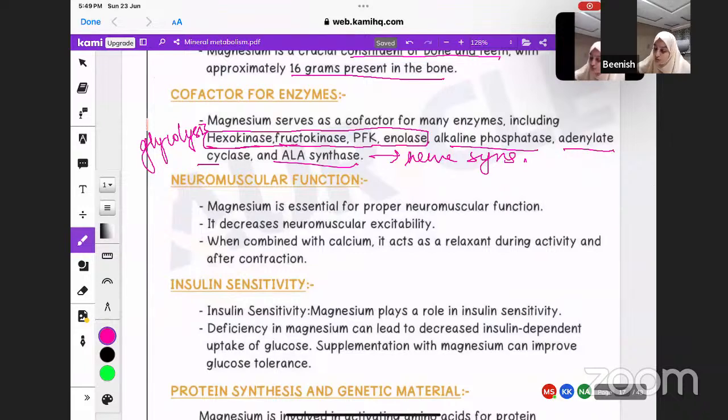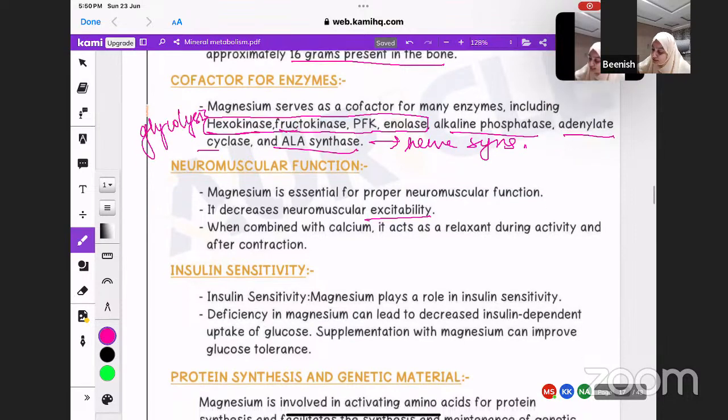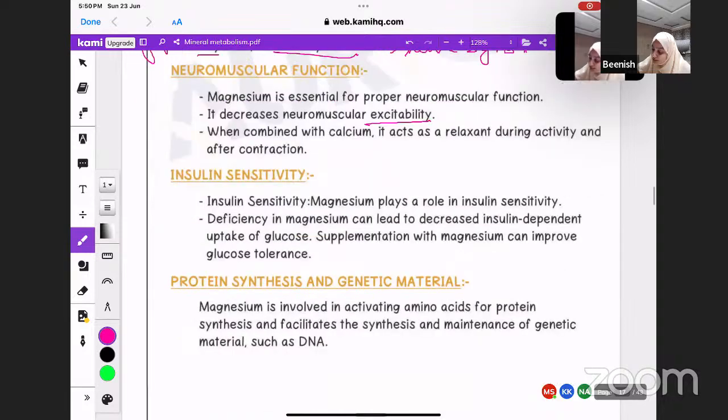We're talking about neuromuscular function. Magnesium is essential for proper neuromuscular function. It decreases neuromuscular excitability. When combined with calcium, it acts as a relaxant during activity and after contraction.